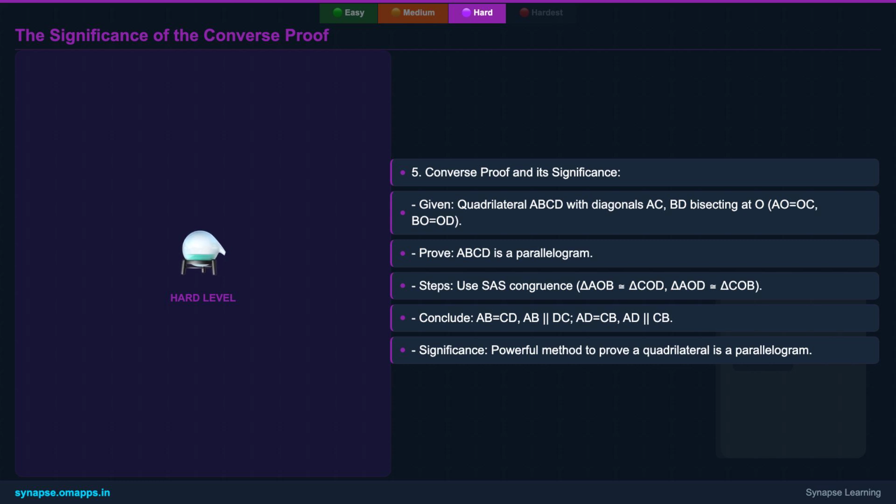When solving complex problems, look for opportunities to use this property in conjunction with other geometric theorems. For example, you might need to find an unknown side length using the bisection property, and then use that length to calculate an area or perimeter, or even prove another congruence. It's all about connecting the dots.